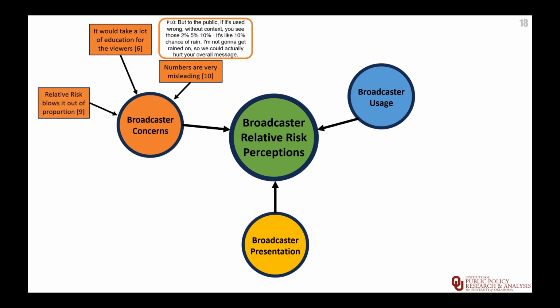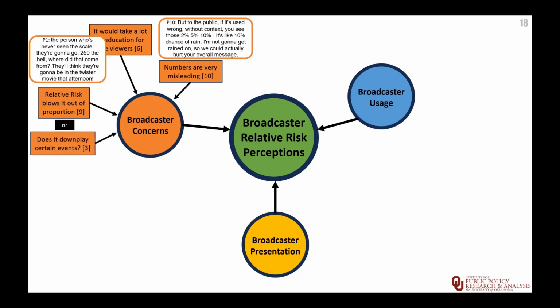Further, relative risk was seen, opposite to those absolute risks, to blow things out of proportion. This is my favorite little quote here. This broadcaster says, you know, you show someone 250 times more likely than normal, they're going to think they're in the Twister movie that afternoon. So they're very concerned that these are going to overhype the potential for tornadoes for a given event.